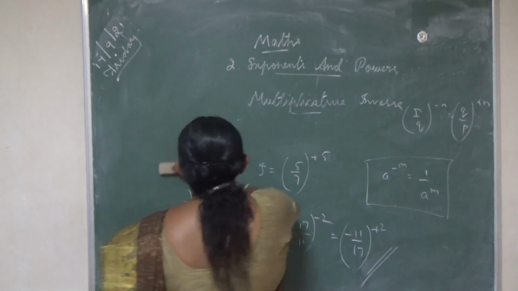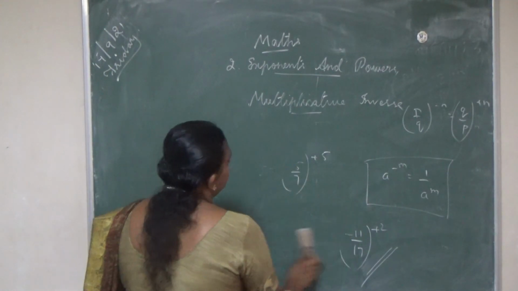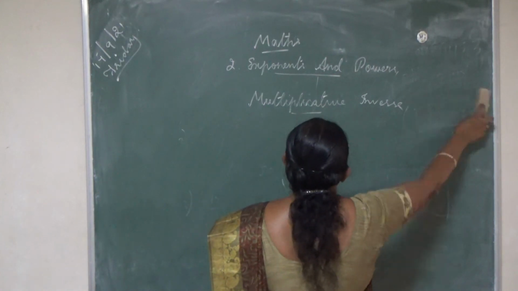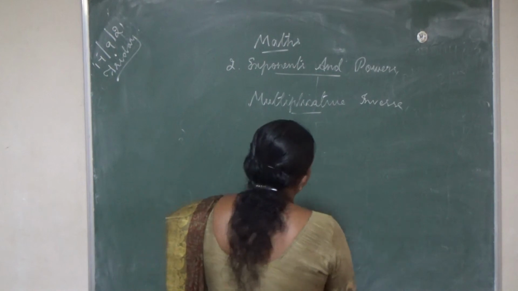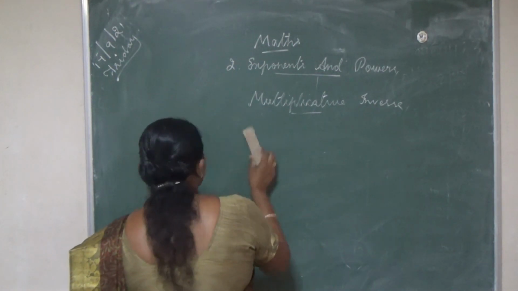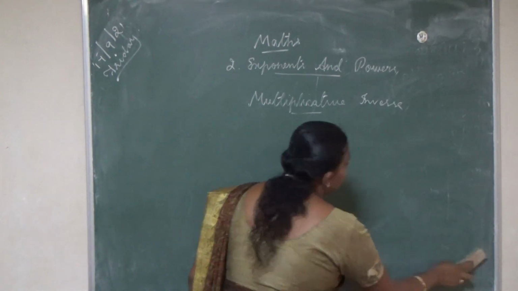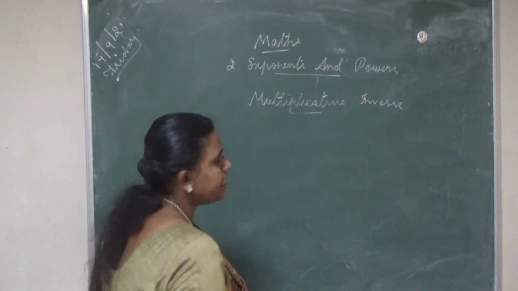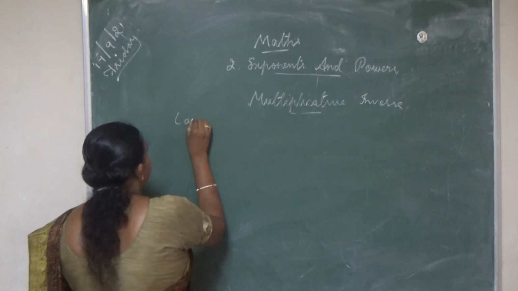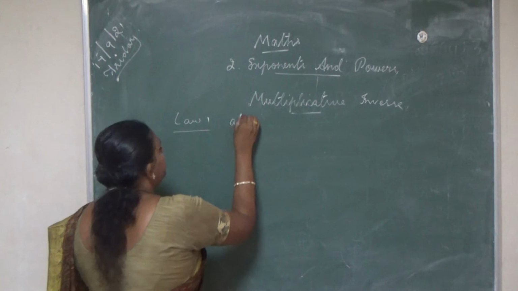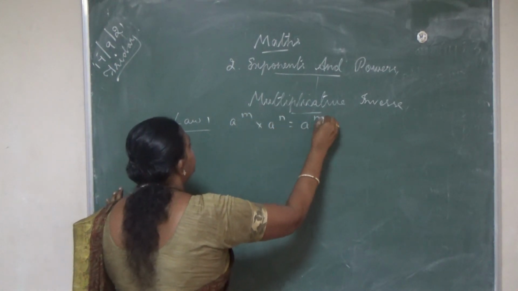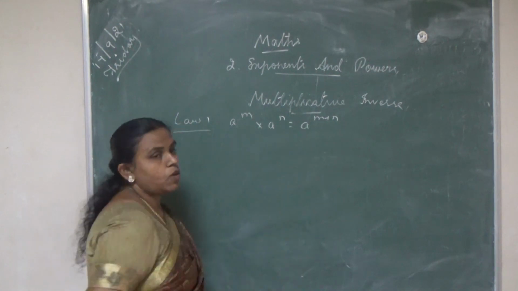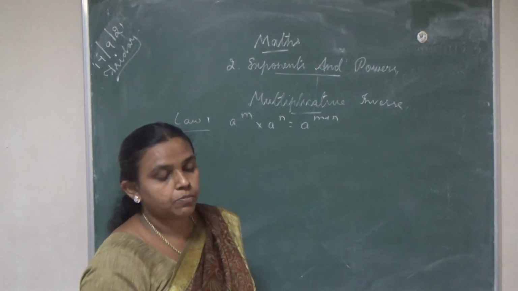Okay. So next, laws of exponents. We are going to do some problems related to laws of exponents. Last year we did it for integers. This year we are going to apply the laws of exponents and do some problems. You all know what the first law is. What is the first law? a power m into a power n equals a power m plus n. So this is the first law. Applying this formula we are going to do one problem.